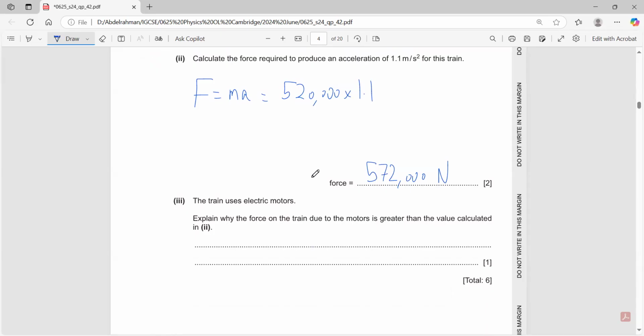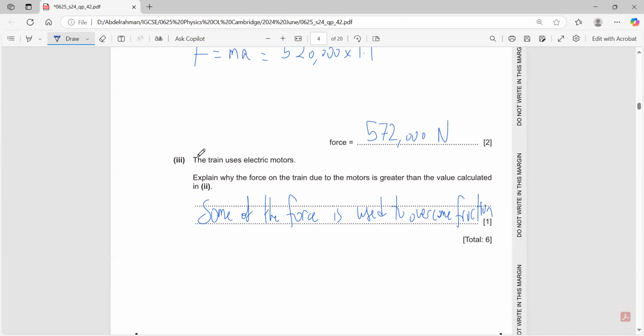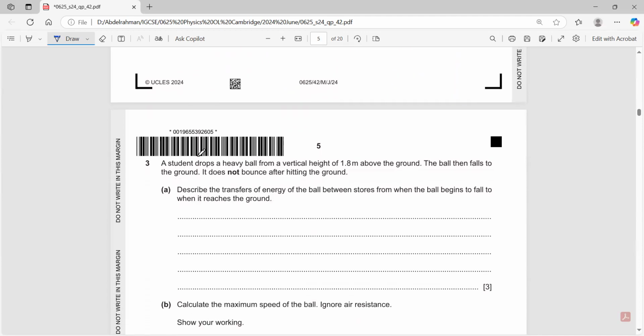The train uses electric motors. Explain why the force on the train due to the motors is greater than the value calculated. Why is the force actually greater than that? Because some of the force is used to overcome friction. If we were talking about energy, we would have said that energy is lost to the environment due to friction.